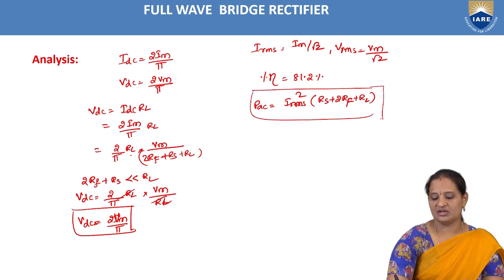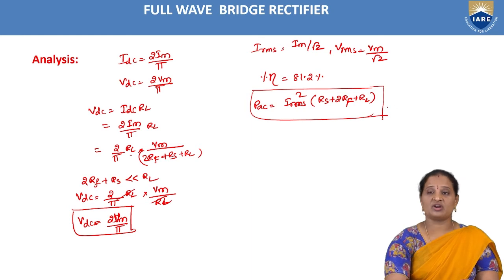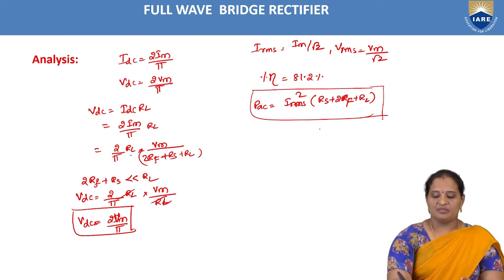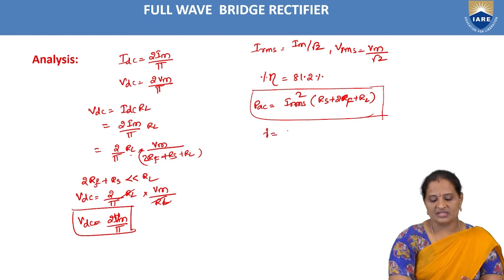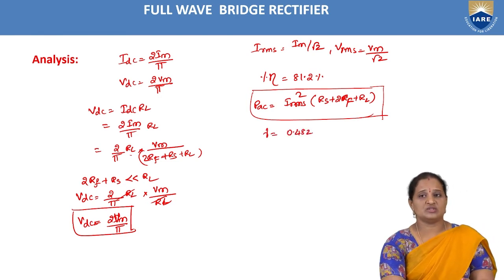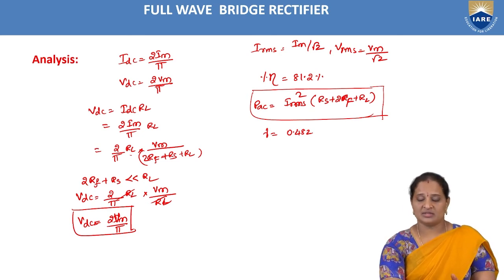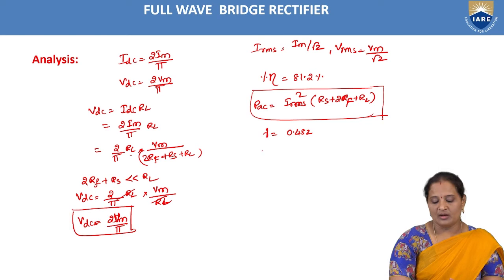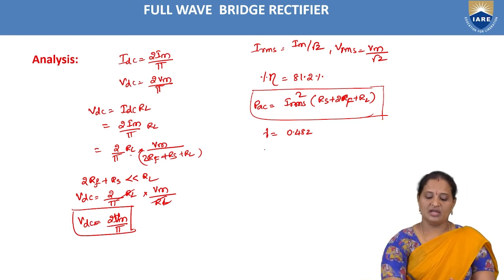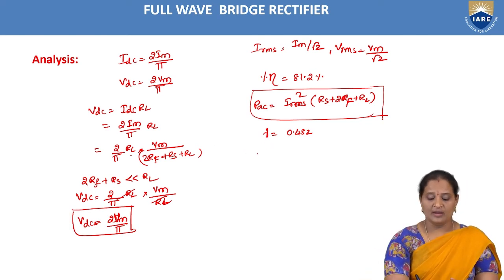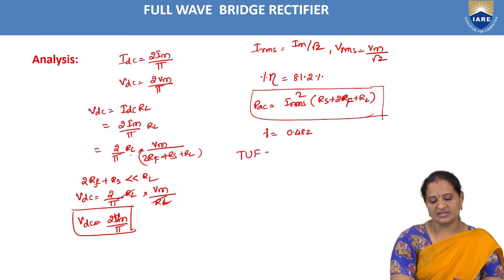So we need to consider two diodes connected in series, like two resistors in series, and they are offering some forward resistance RF. Even the ripple factor is the same, that is 0.482, because there is no change in the values of VDC and VRMS. Now coming to the transformer utilization factor.